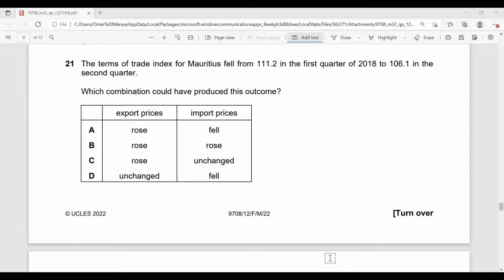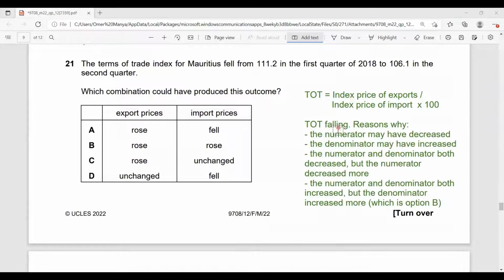Question 21. The terms of trade index for Mauritius fell from 111.2 in the first quarter of 2018 to 106.1 in the second quarter. Which combination could have produced this outcome? Let's remind ourselves of the terms of trade formula, which is index price of exports upon index price of imports times 100. If the TOT has fallen from 111 to 106, let's analyze why this might be according to this formula. There are a few reasons why the TOT value may fall.